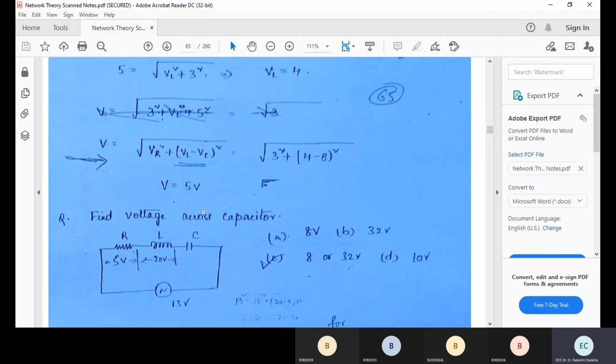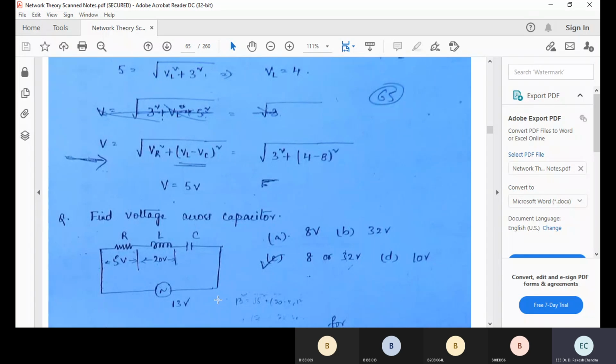Next, another problem. So voltage across your resistance is 5 volts. Voltage across your inductance is 20 volts. What is the voltage across capacitance? If the total supply voltage is 13, then 13 is equal to root of 5 square plus 20 minus voltage across capacitance whole square.